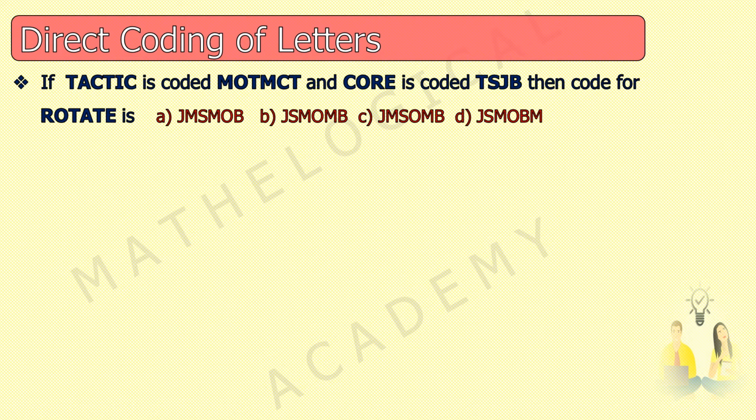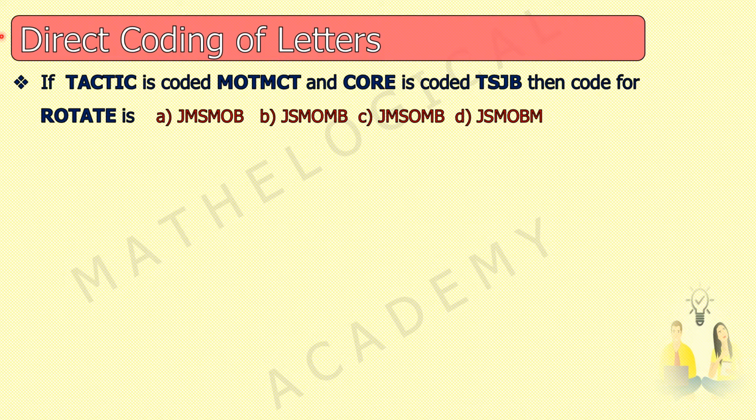Direct coding of letters. If tactic is coded as MOT-MCT and core is coded as TSJV, then what is the code for rotate? Here the biggest clue is they have given you code for two words, tactic and core. Generally they give us code for one word. We have to crack the code from there and get it for the word in question.